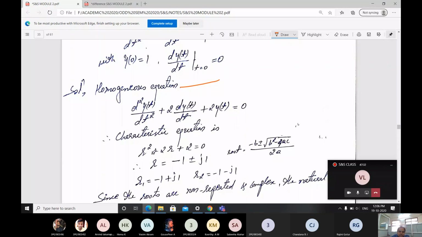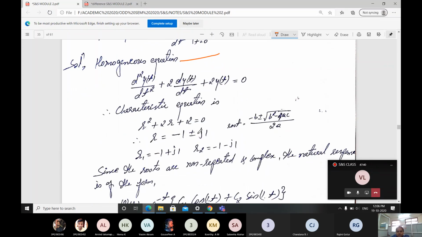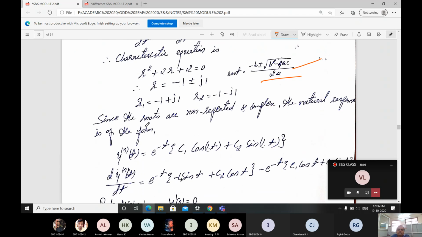Therefore, the characteristic equation is taken as r square plus 2r plus 2 is going to be equal to 0. Finding the roots, use this equation, that is, root is going to be equal to minus b plus or minus square root of b square minus 4ac divided by 2a, the basic root equation. From that, if you solve, you will be getting r is going to be equal to minus 1 plus or minus j1. Therefore, r1 is going to be minus 1 plus j1, r2 is going to be minus 1 minus j1. Okay, here the roots are non-repeated and complex.